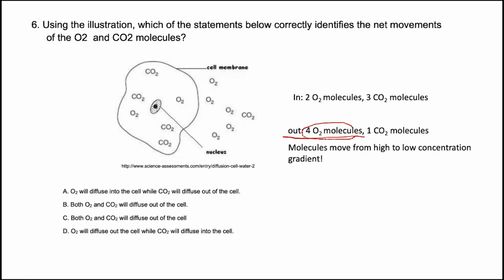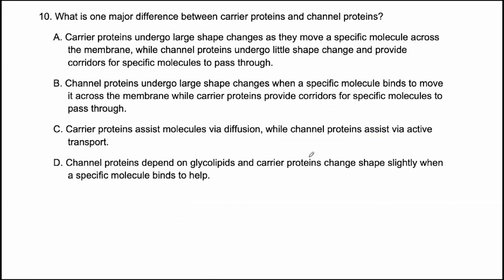You have 4 oxygen molecules outside to 2 inside, correct? High to low here. And you have 3 carbon dioxide molecules inside to outside, high to low again. So if you find that answer choice, it'll be A. So what is the major difference between carrier proteins and channel proteins?